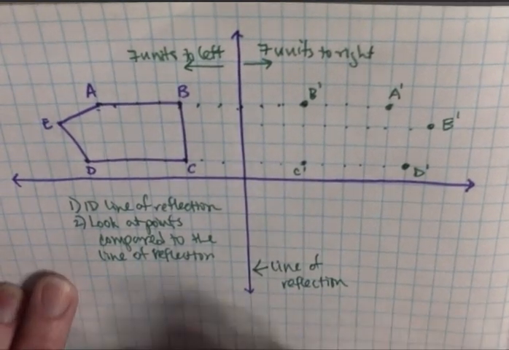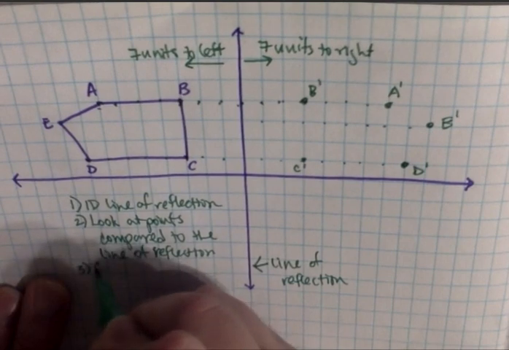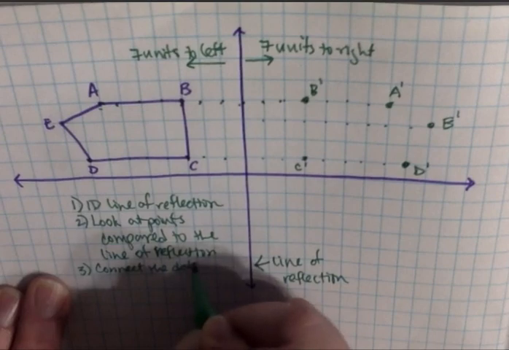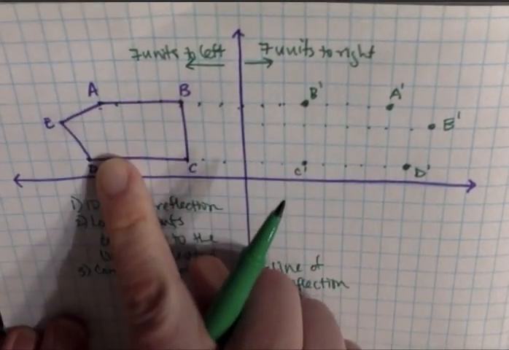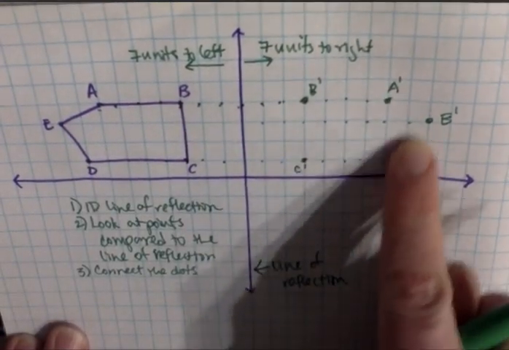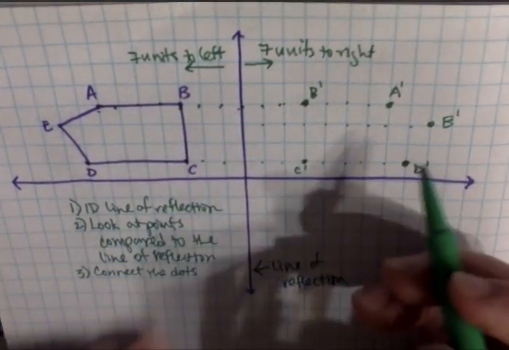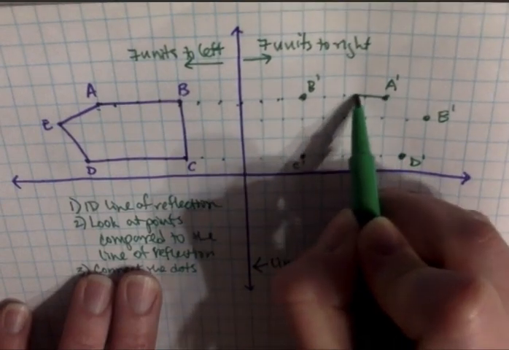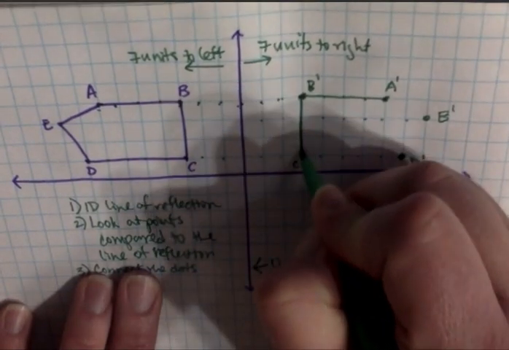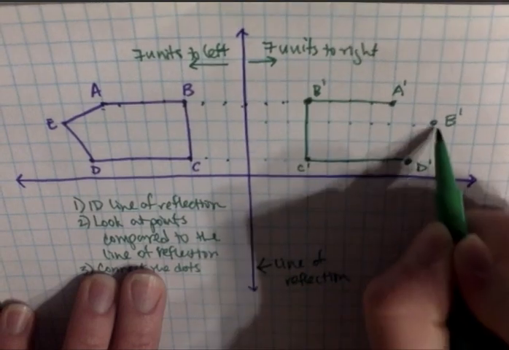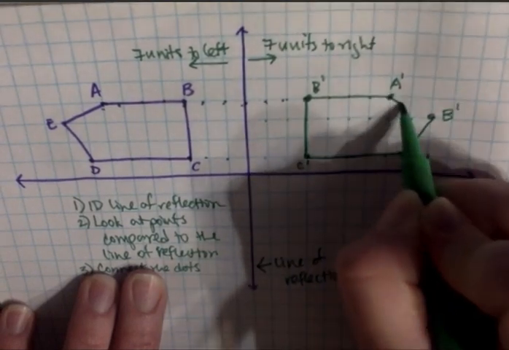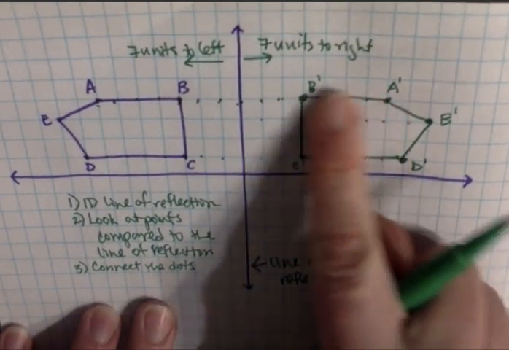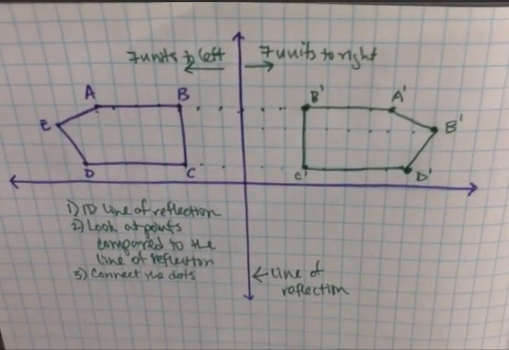After I've done all that, I'm going to connect the dots in the same fashion that they are connected over here. So I'm not going to say A to D to E to B to C or whatever. I'm going to go truly A, B, C, D, E. So that means I'm going A prime to B prime to C prime to D prime, E prime, and then A prime. Okay, so I can label those all up and I can actually see that same shape come to fruition.